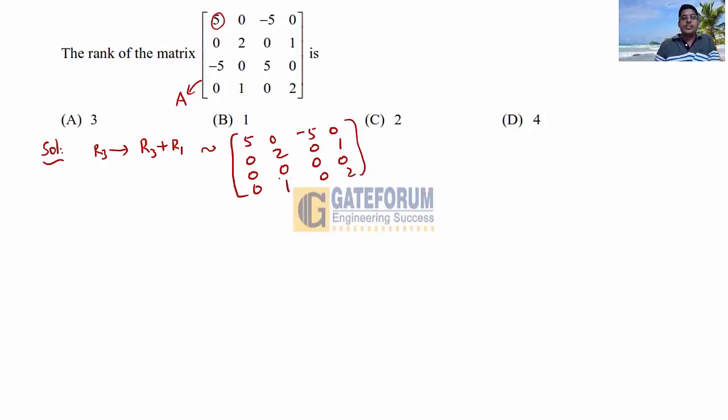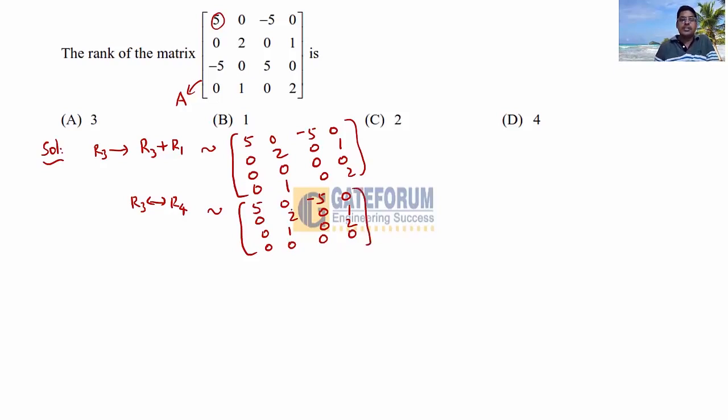So generally non-zero rows are at the top of the matrix, zero rows depending at the bottom of the matrix. So better to apply R3 interchanges with R4, equivalent to a 4 by 4 matrix, as first two rows no change: 5 0 minus 5 0, 0 2 0 1, 0 1 0 2, 0 0 0 0.